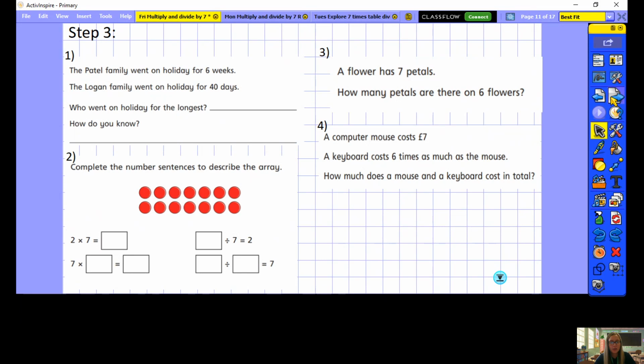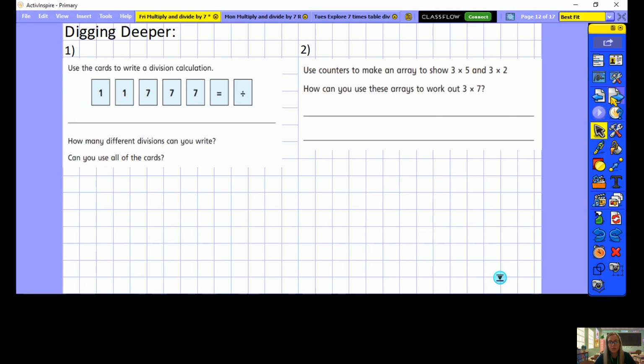Step 3 questions for today. Some problem solving questions. Again, if you want to, please make sure you answer your questions by using the stem sentence, "I know this because." Digging deeper questions.